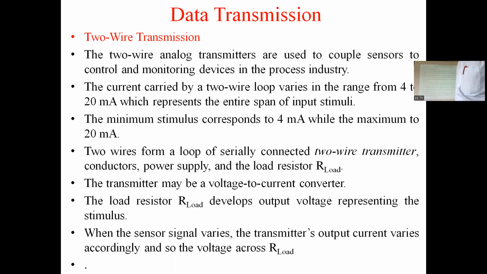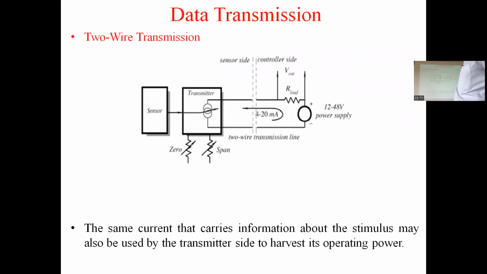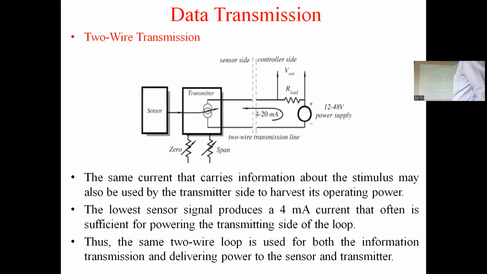So see the diagram for two wire transmission. Okay, so this diagram shows the two wire transmitter, the two wire transmission. In that, this is the sensor.